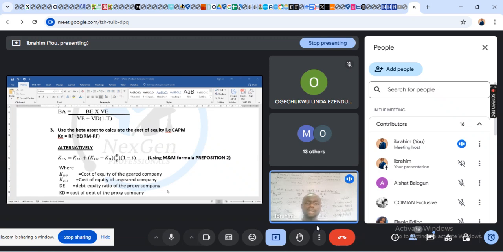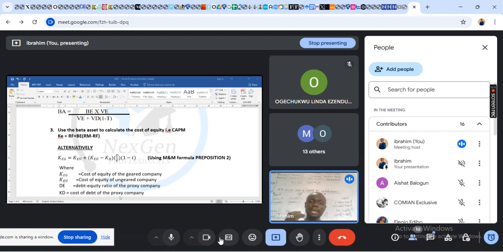Class, it depends on what is given to you in the question. If you want to test, you can use the first one, which is the steps, then you use the alternative. But watch out for these two. It depends on what is given to you in the question.